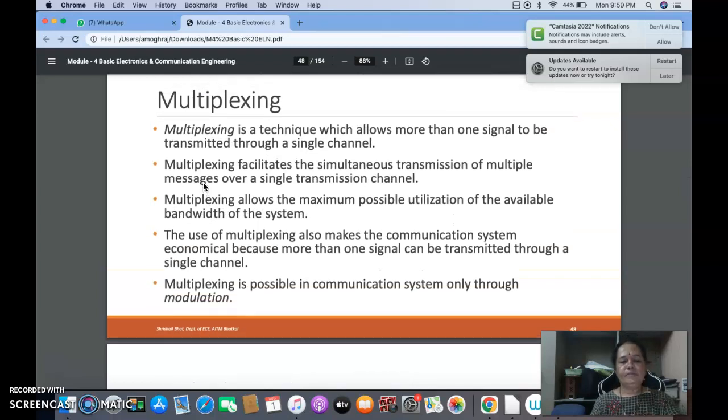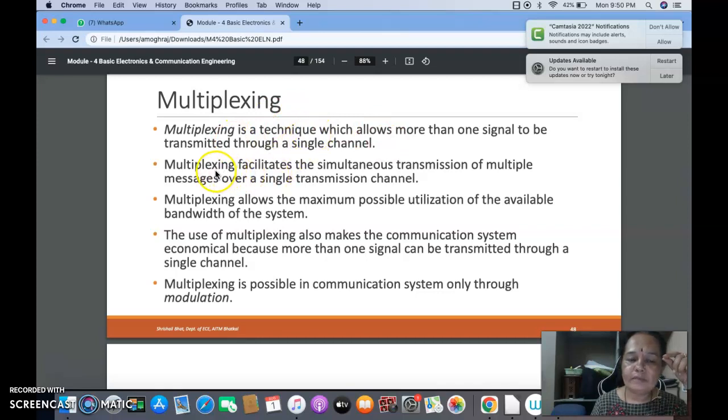So students, we are going to revise what is multiplexing. Multiplexing is a technique which allows more than one signal to be transmitted on a single channel. Remember, more than one signal transmitted on a single channel. This process is referred to as multiplexing.